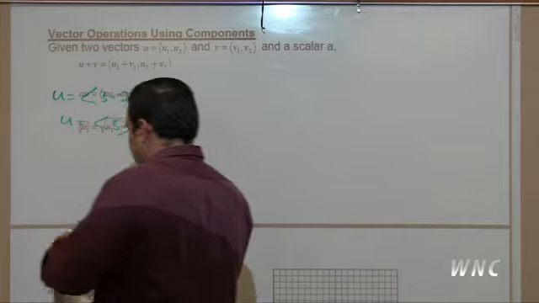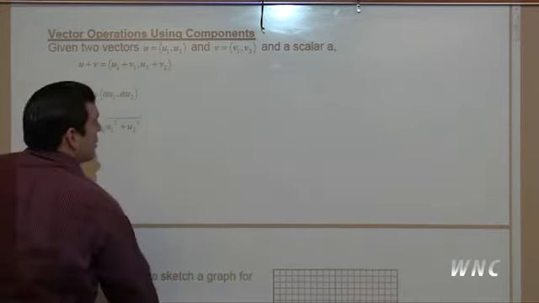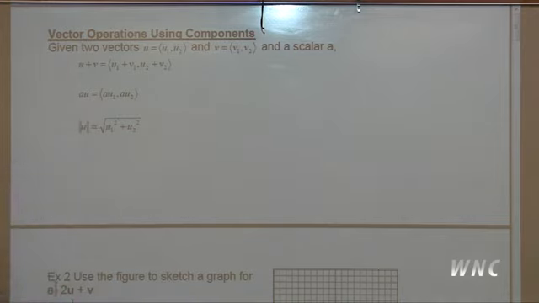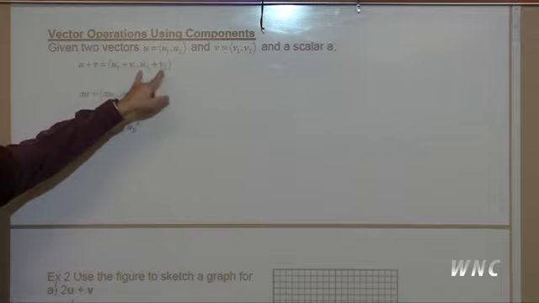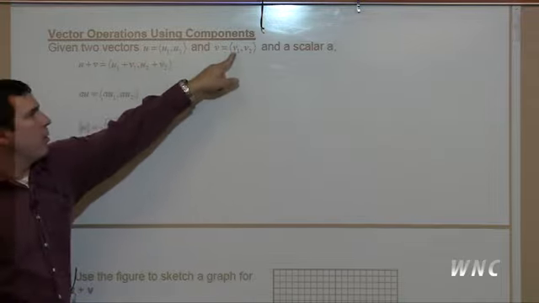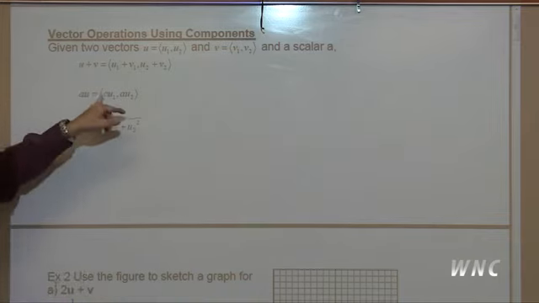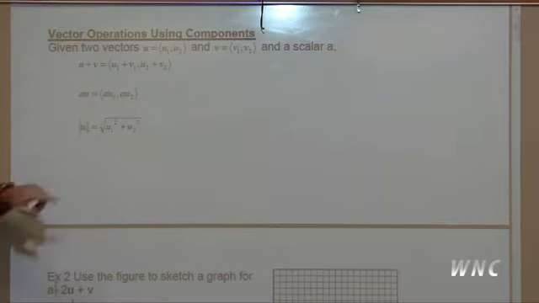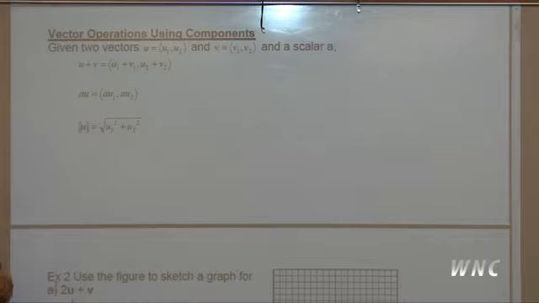Now, vector operations using the components. Given two vectors, U equals U1, U2, and V equals V1, V2, and a scalar A, U plus V is U1 plus V1, comma, U2 plus V2, so we're adding the horizontal components and the vertical components. A times U is A times U1, comma, A times U2, so multiply A by each component, horizontal and vertical. And the magnitude of U is the square root of U1 squared, that's the horizontal part squared, plus U2 squared.